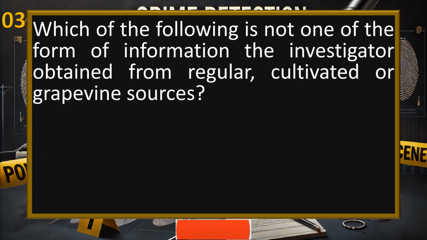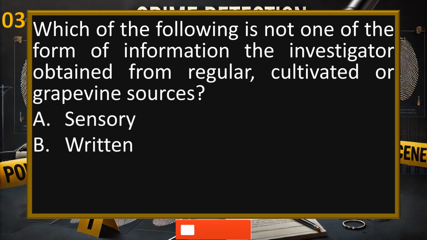Which of the following is not one of the form of information the investigator obtained from regular, cultivated or grapevine sources? A. Sensory. B. Written. C. Concrete. D. Physical forms.